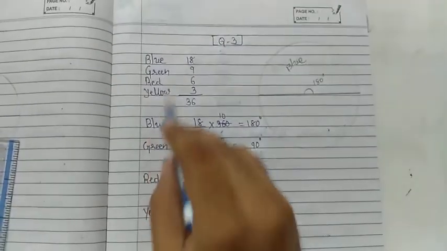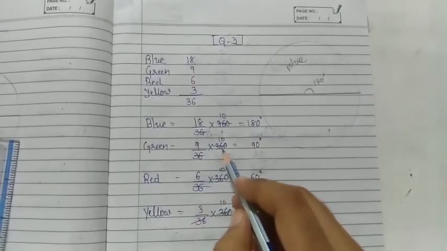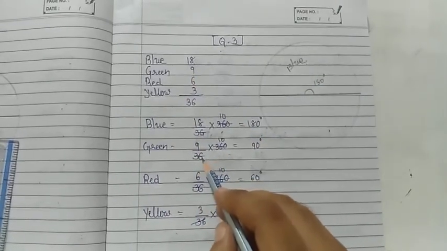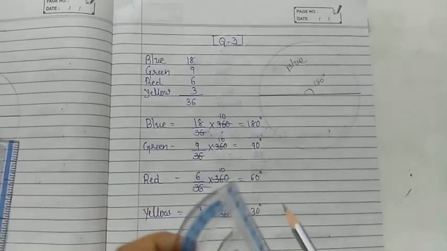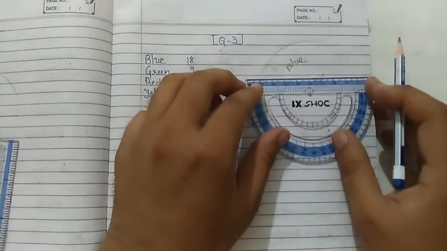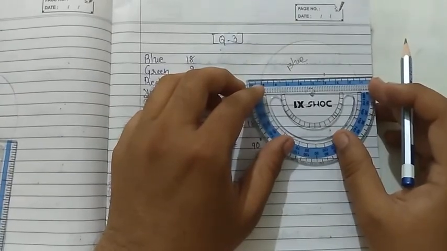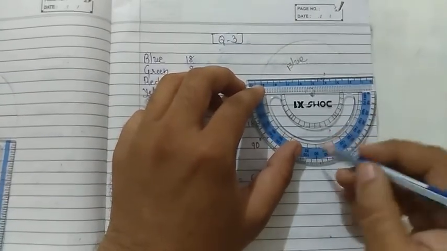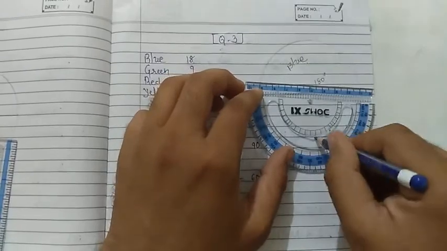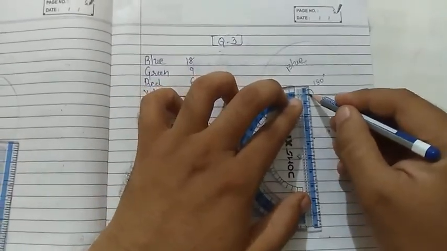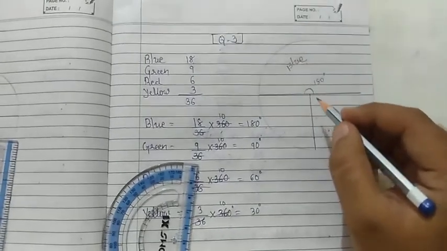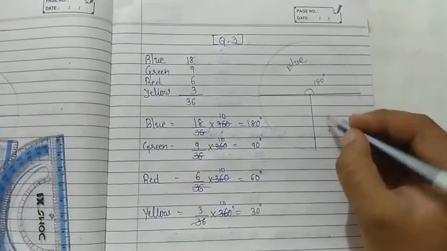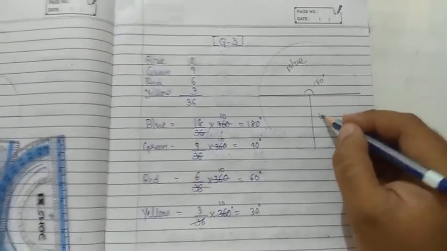Now green 9, so 9 divided by 36 multiplied by 360. 36 tens are 360, 9 tens are 90, so 90 degrees is green. With the help of a protractor we have to measure 90 degrees here. So 90 degrees over here, just join it. So this is our 90 degrees, green.